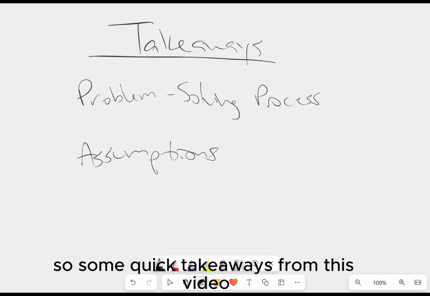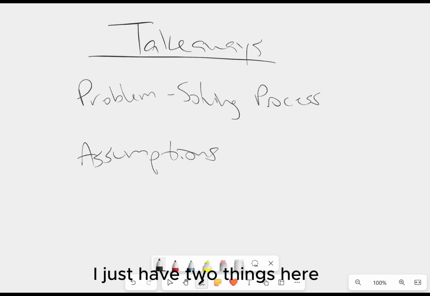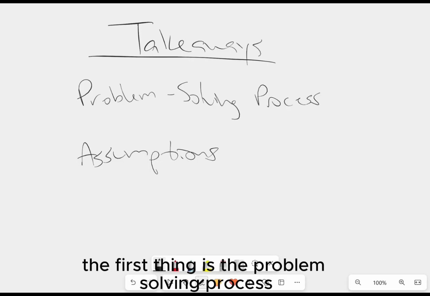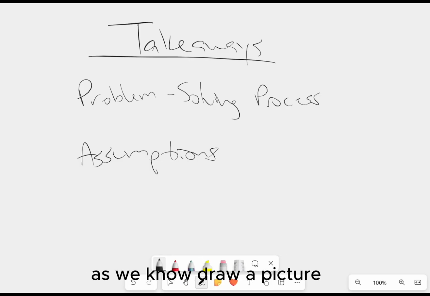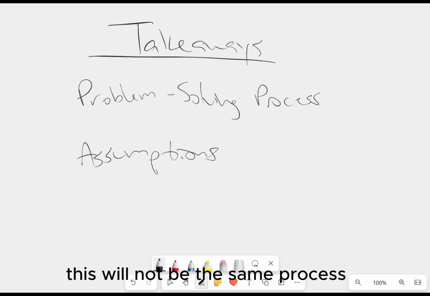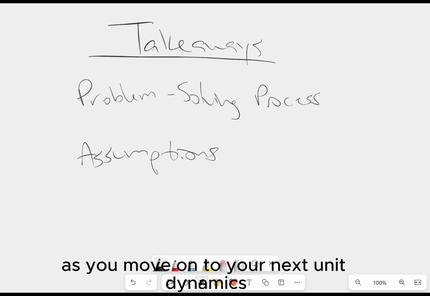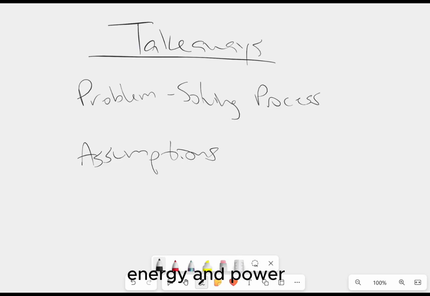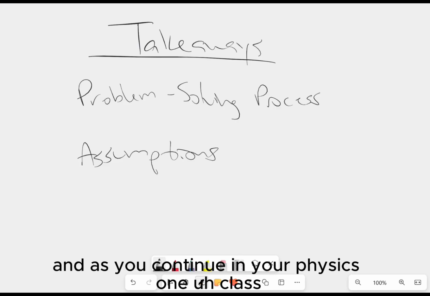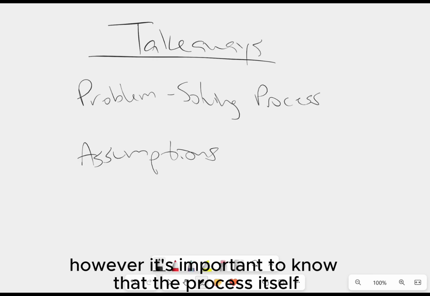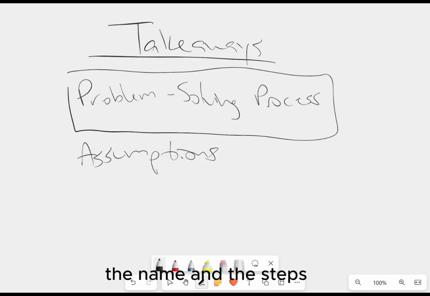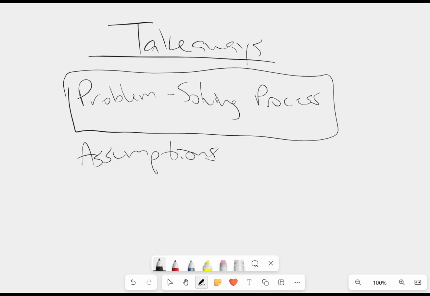So some quick takeaways from this video. I just have two things here. The first thing is the problem-solving process. As we know, draw a picture, organize your knowns and unknowns, and use your tools to solve. This is really important. Now, this will not be the same process as you move on to your next unit, dynamics, as you move on to the unit after that, work, energy, and power, and as you continue in your Physics 1 class. However, it's important to note that the process itself, the name, and the steps are still always going to be a thing.